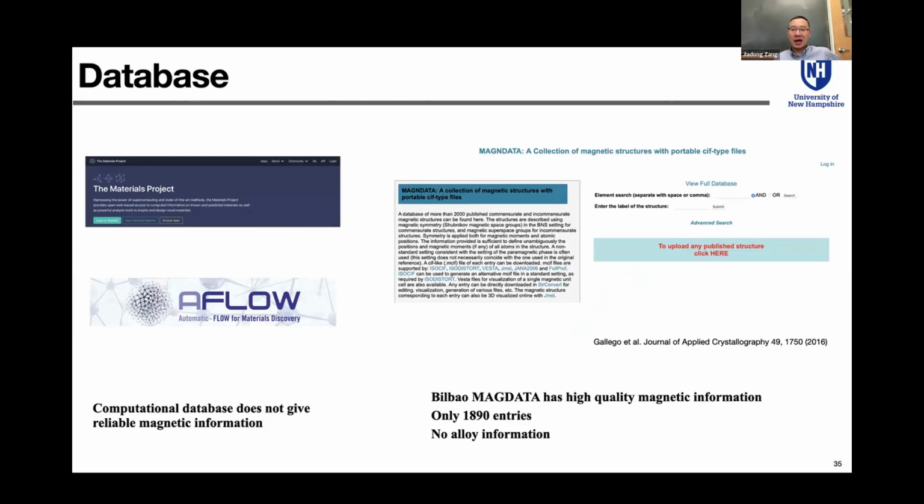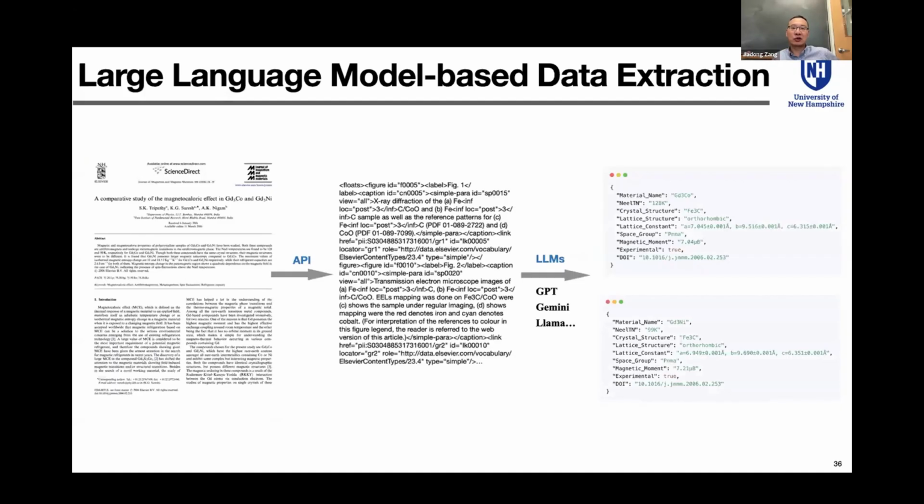On the right-hand side, we have the Bilbao MAGNDATA. It is a very high-quality database of magnetic materials, and they're from experimental observations. But the problem is they only have less than 2,000 entries. So what we did in the past is we took advantage of the literacy of large language models and extracted this data from experimental papers.